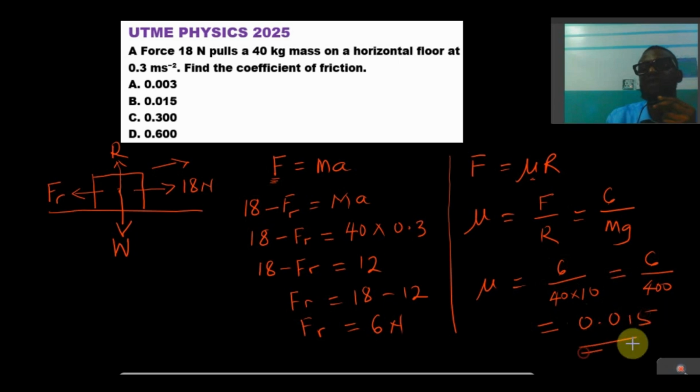It is dimensionless. It has no unit, because frictional force is in Newton and reaction is in Newton. When they cancel out, it becomes dimensionless. So the answer is B.